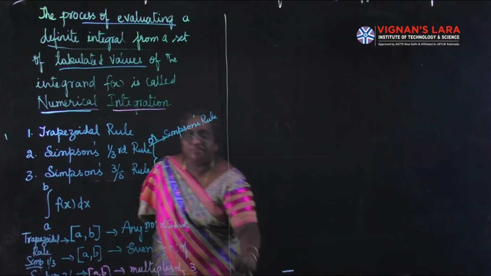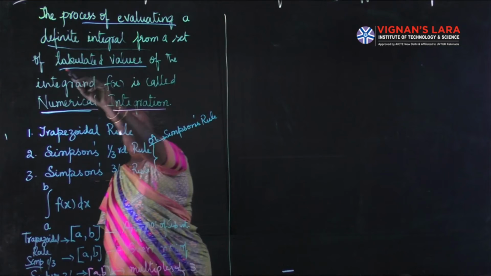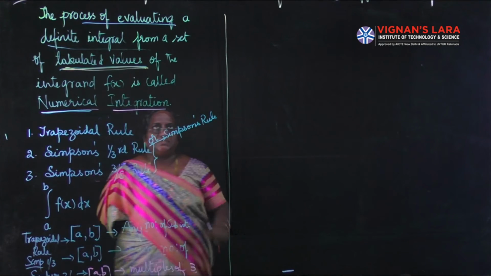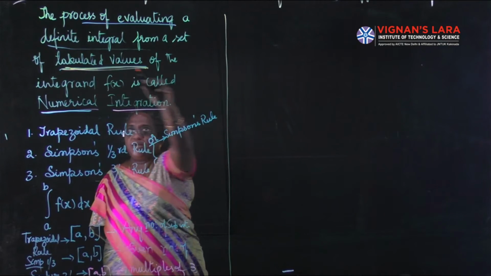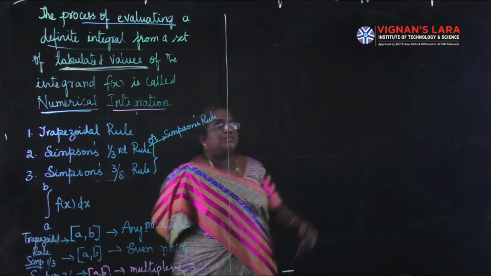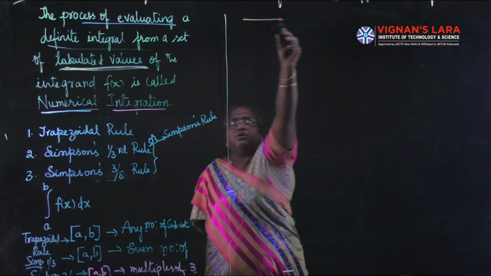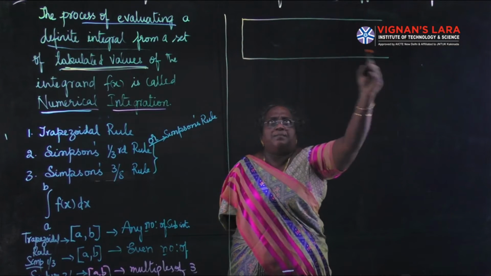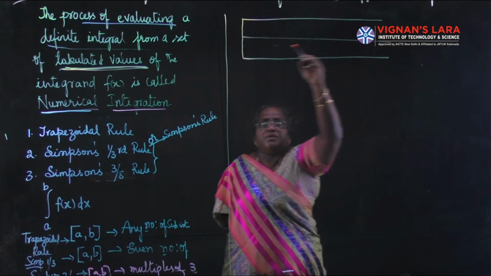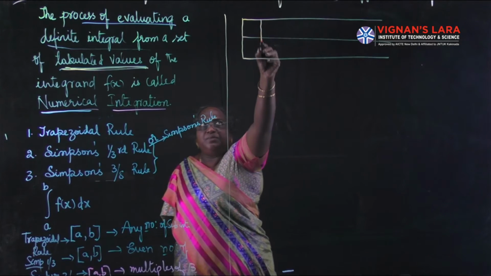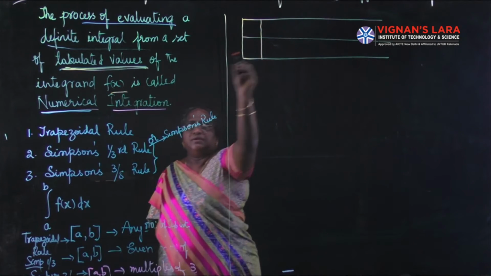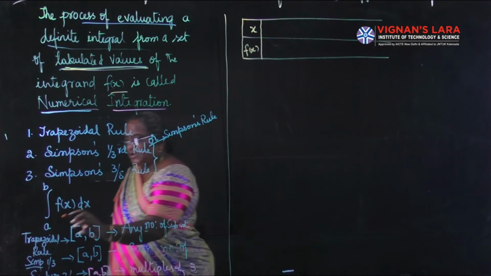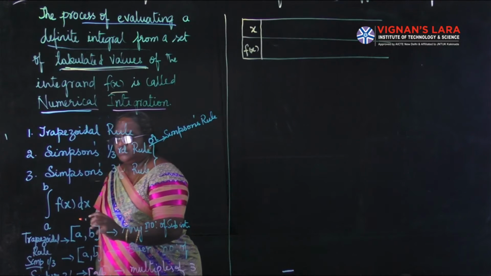So what is numerical integration here? We have to divide the given interval into subintervals, from a set of tabulated values. So how do we get the set of tabulated values? In the integral a to b, the lower limit is a and the upper limit is b. You will be given a function f of x, x and f of x. Whatever is the lower limit, we start with that.